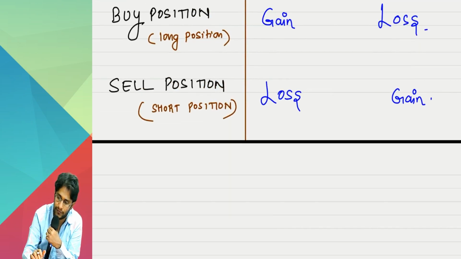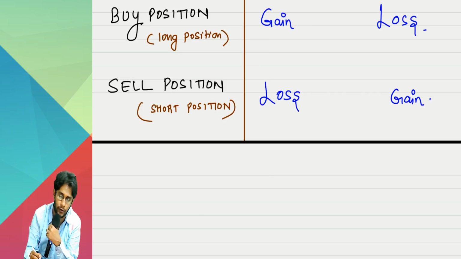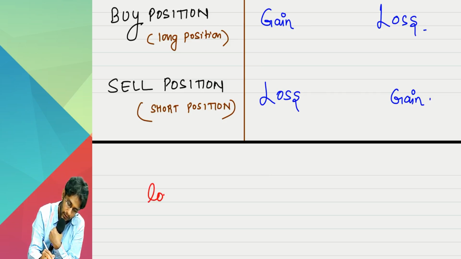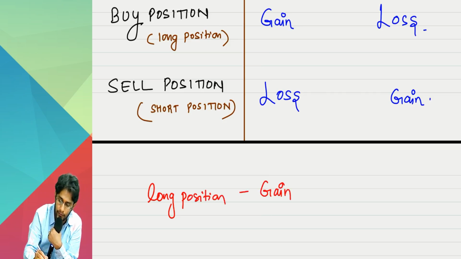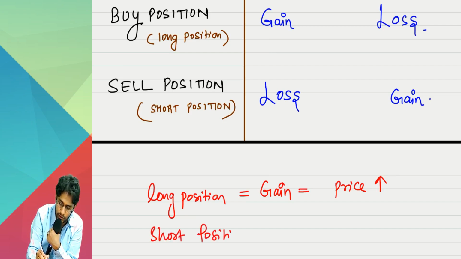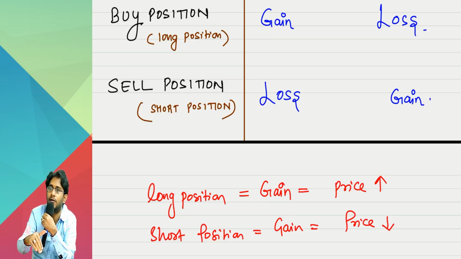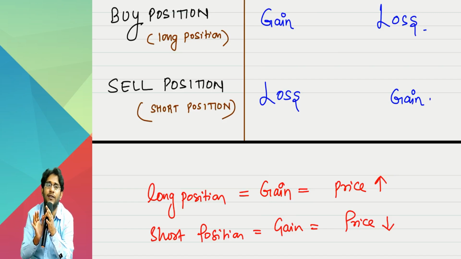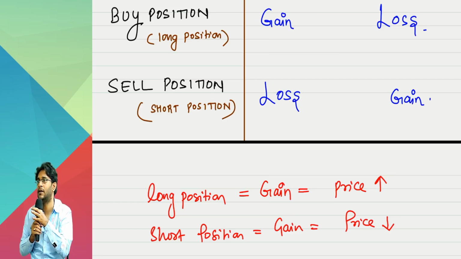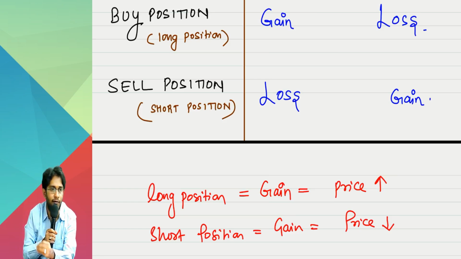Let me tell the story in another way, much more crudely, in a more simplified way. A person who has taken a long position will gain when the price increases. A person who has taken a short position will gain when the price falls. Rising market, long positions will give you gain. Falling market, short positions will give you gain. This is a basic formula, sir. You should have this by default inside. Otherwise, interpretation of certain questions will be very, very difficult.